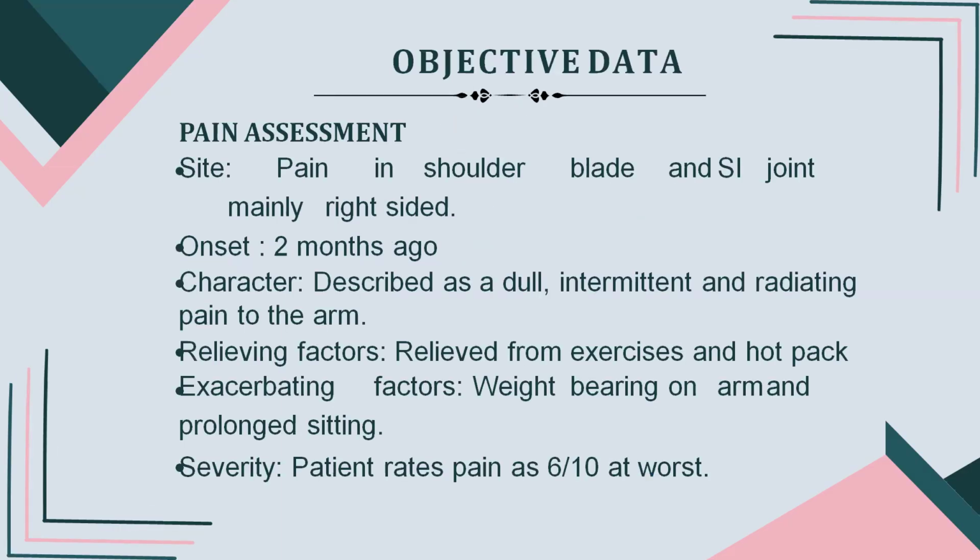While assessing the pain, we observed the pain in shoulder blade and SI joint, mainly right-sided. Onset was 2 months ago. The nature of pain was described as a dull, intermittent, and radiating pain to the arm. Relieving factors were relief from exercises and foot pack. Exacerbating factors were weight bearing on arm and prolonged sitting. And the severity was, according to patient, 6 by 10 at worst.